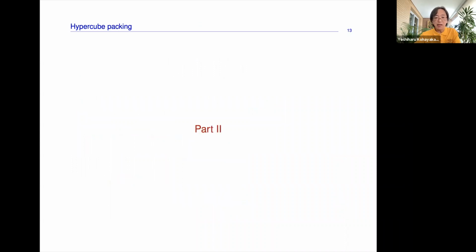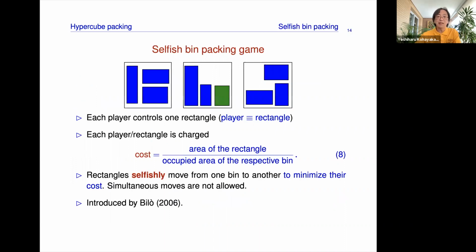Let me move on. So now we kind of change the subject. Now let me talk about this selfish bin packing game. Again, you see in the picture above 3 bins and rectangles packed in them. Now let's think that each player controls one rectangle, or you think the players are the rectangles. Each player has to pay for the space that it takes up. So look, for instance, at this middle bin and this green guy. This green guy has some area, right? So it pays for its area.